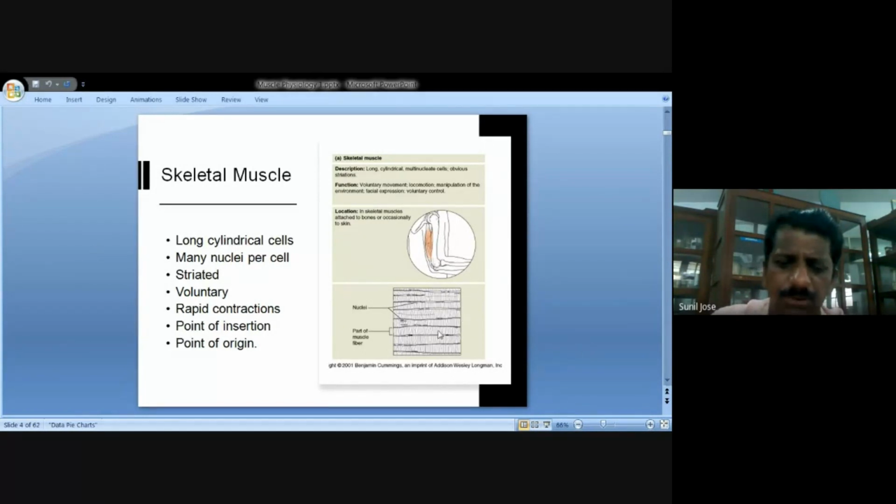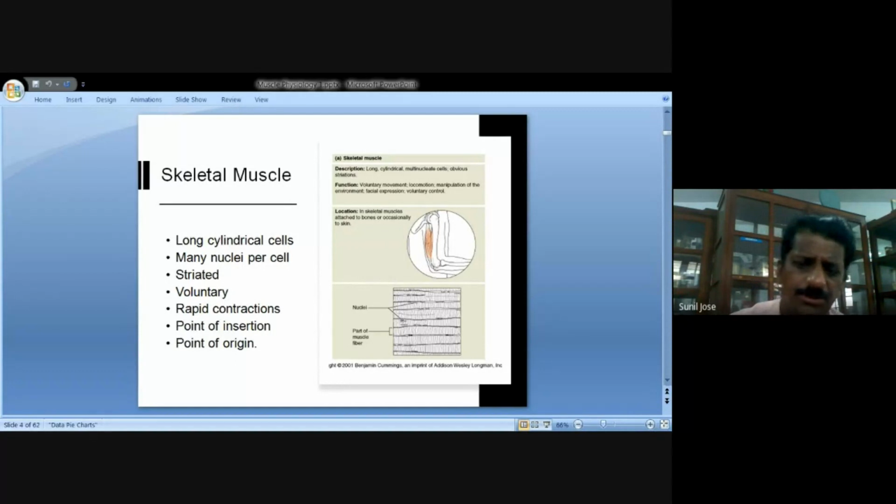That is, many nuclei will be present in the cytoplasm. That type of nucleus arrangement is also known as syncytium. There is another term called syncytium, which simply means the presence of many nuclei in a cytoplasm. If several nuclei are present in a cytoplasm, we call it by the name syncytium. So these are some of the basic features regarding the skeletal muscle.